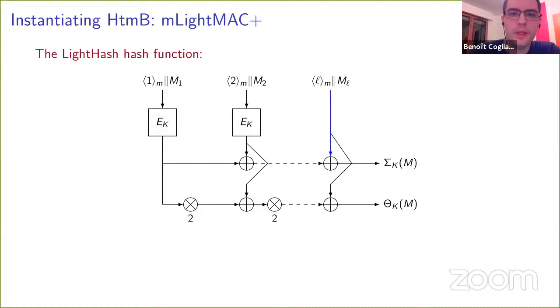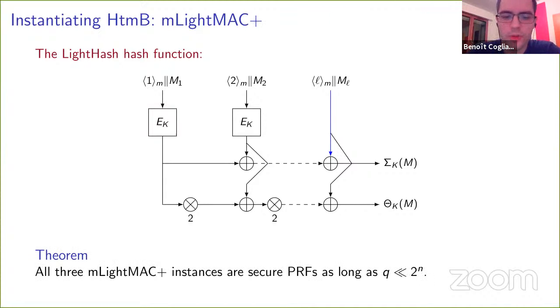Our second family is mLightMac+, and it uses the light hash functions from LightMac+. It's essentially very similar to the phash hash function. The only difference is that what we encrypt is actually the concatenation of a counter and a message block. For this variant, we show that all three instances are secure as long as the number of queries is small in front of 2 to the n. And here it's the number of queries and not the number of queried blocks, which is nice.